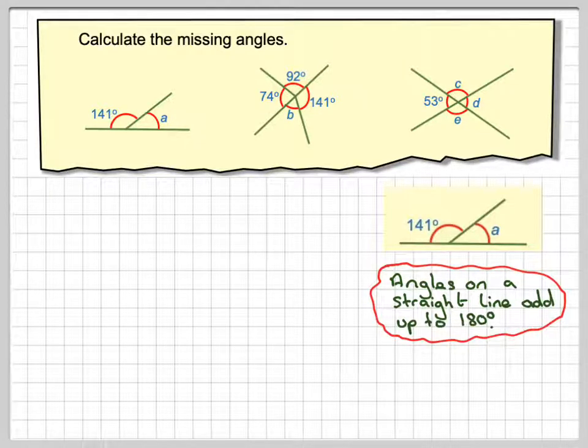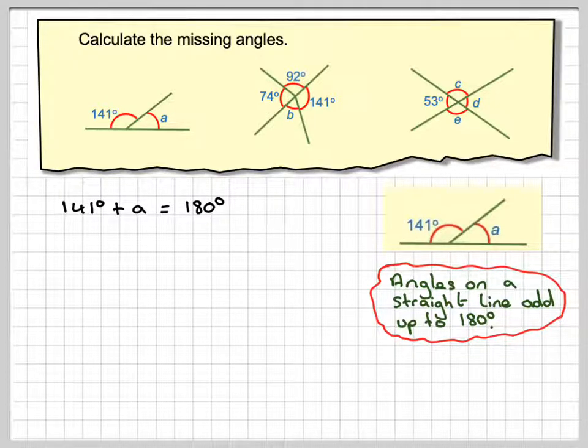And one of the reasons 180 is used, or 360 all the way around, is there's a lot of factors of 360. Therefore, there's a lot of factors of 180. So if they add up to 180, 141 plus a is equal to 180. Now you should actually form an equation and then solve it.